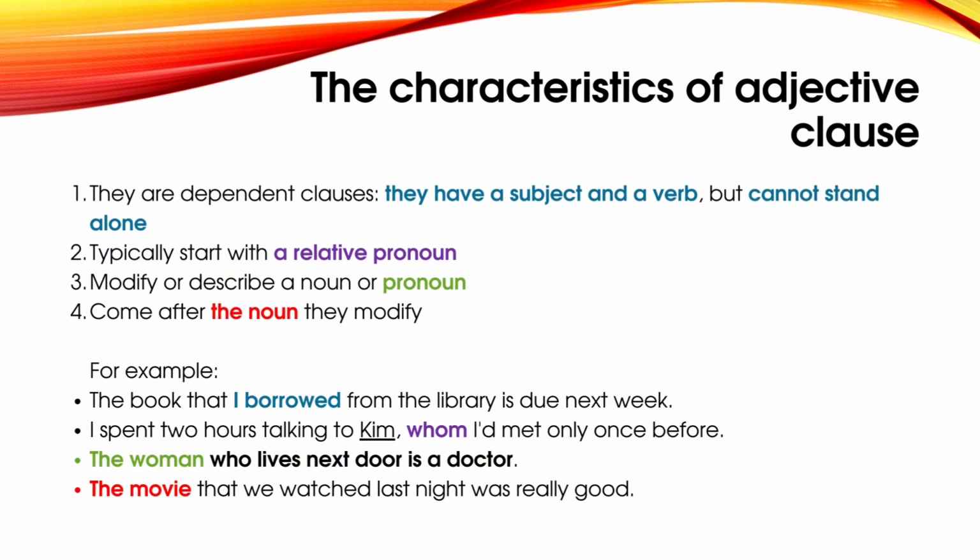The characteristics of adjective clauses. First, they are dependent clauses. They have a subject and a verb but cannot stand alone. Second, they typically start with a relative pronoun. Third, they modify or describe a noun or pronoun. And fourth, they come after the noun they modify.